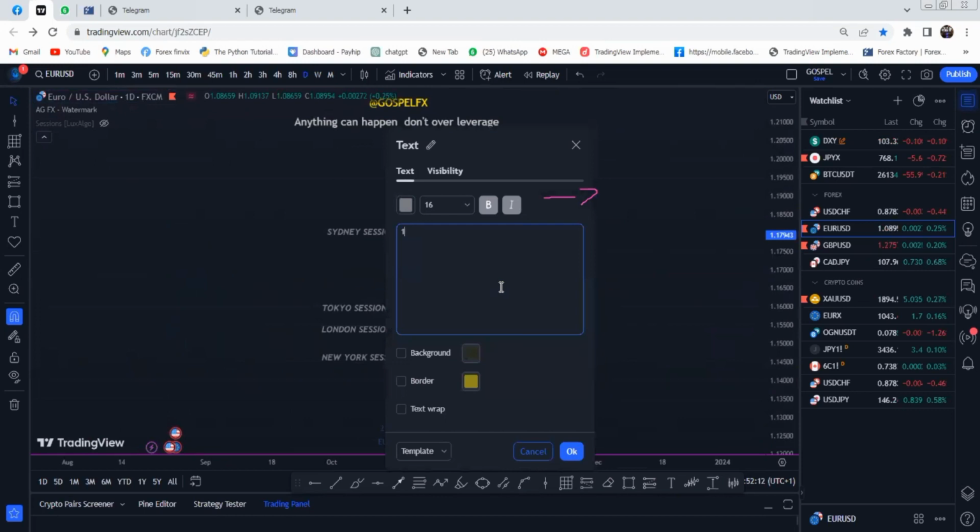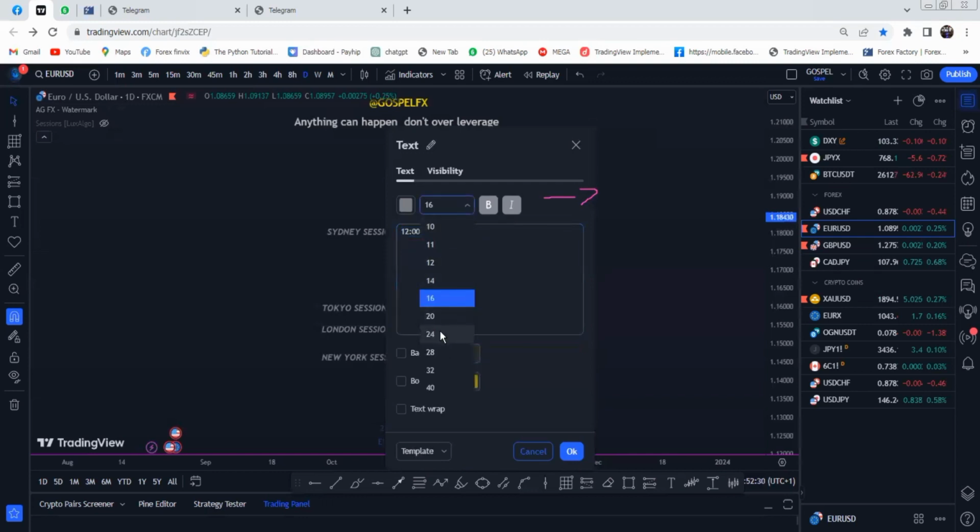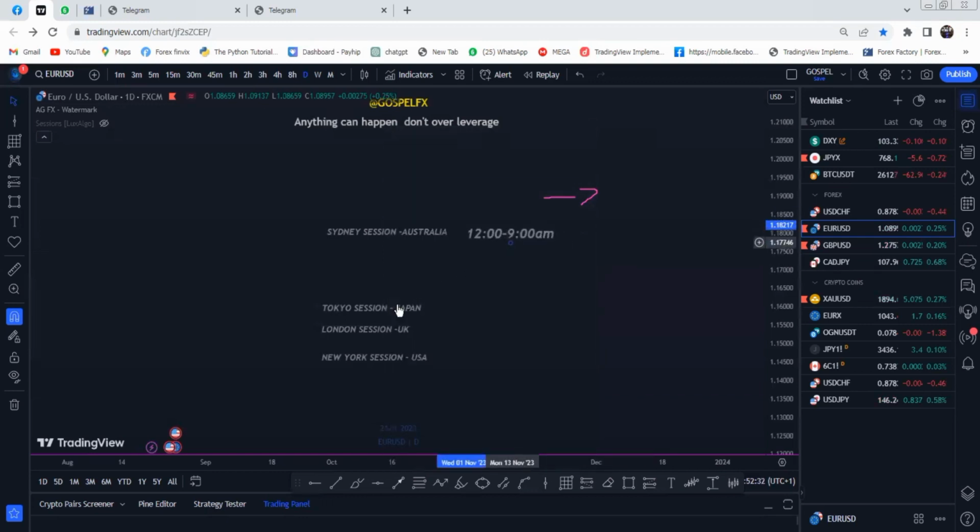This opens at 12 a.m., 12:00, and then it goes right up to 9 a.m. So this is for the Sydney session. Sydney session opens at 12:00 a.m. and it goes right down to 9 a.m. in the morning.